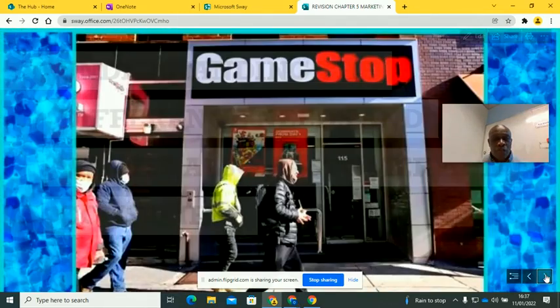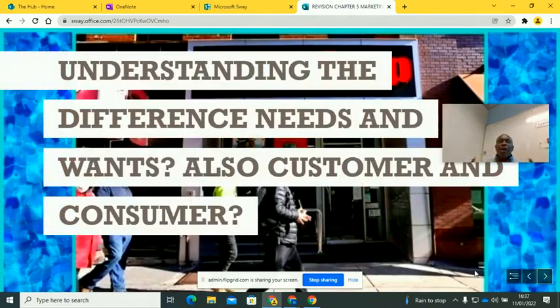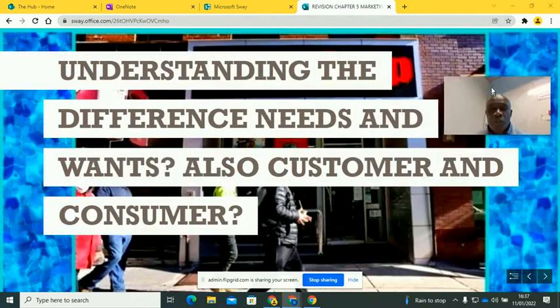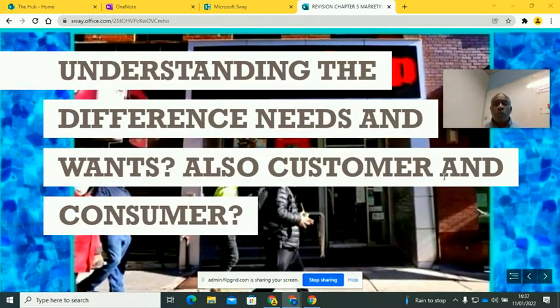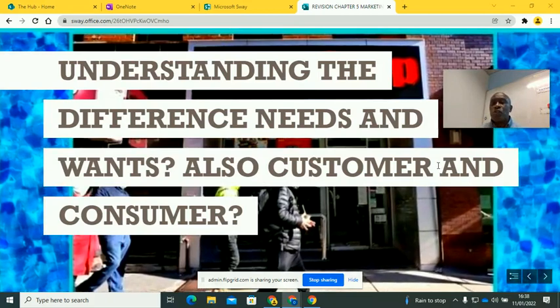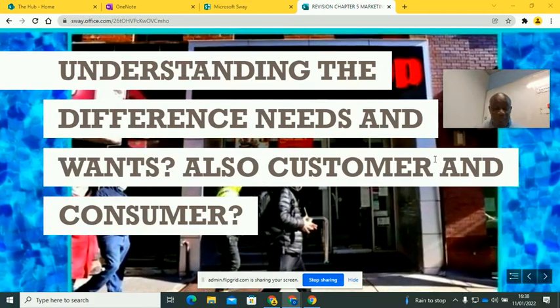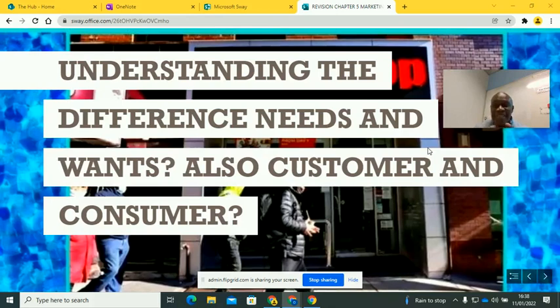Let's start off straight away. In marketing, you've got to really understand the difference between needs and wants. Very, very important. Also, the difference between a customer and a consumer. A consumer consumes the product, but it doesn't mean the person's a customer.